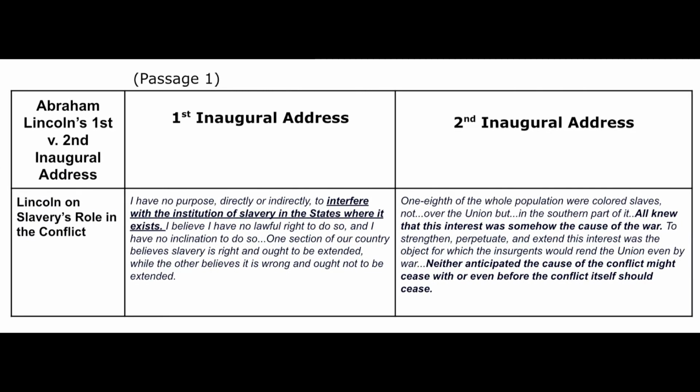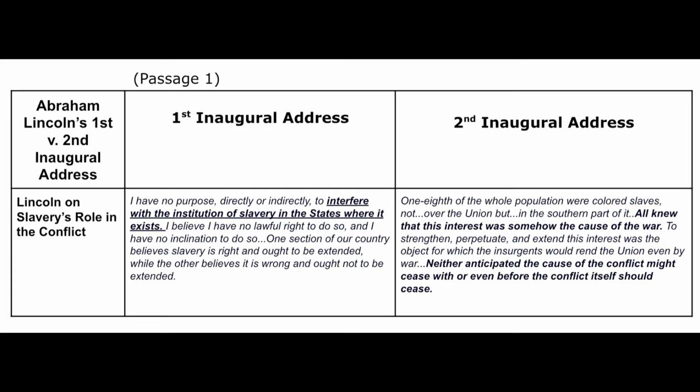As we take a look at Lincoln's first inaugural address, we can see that he states, "I have no purpose, directly or indirectly, to interfere with the institution of slavery in the United States where it exists. I believe I have no lawful right to do so, and I have no inclination to do so. One section of our country believes slavery is right and ought to be extended, while the other believes it is wrong and ought not to be extended."